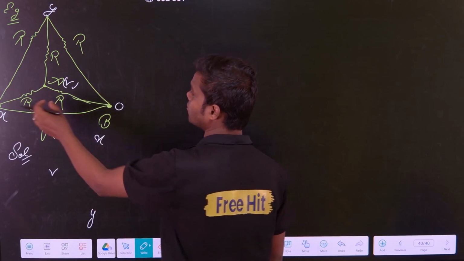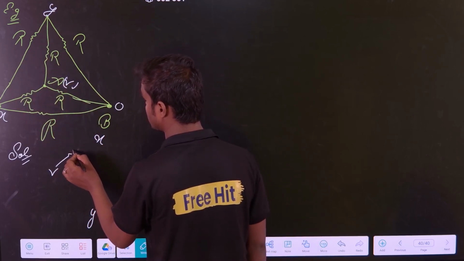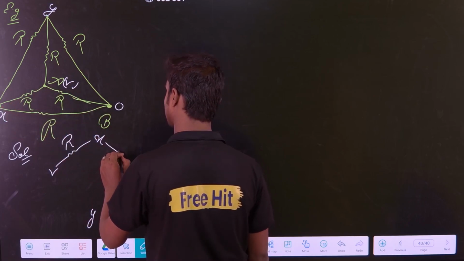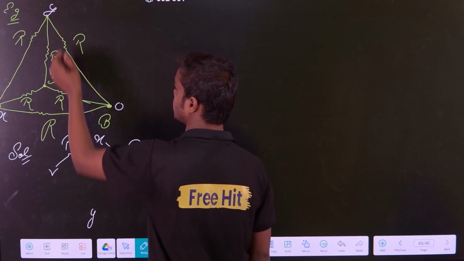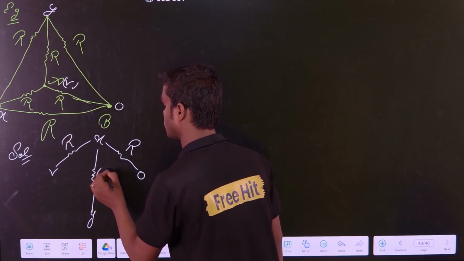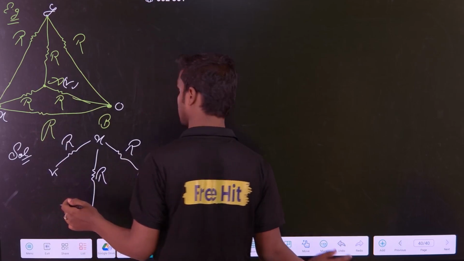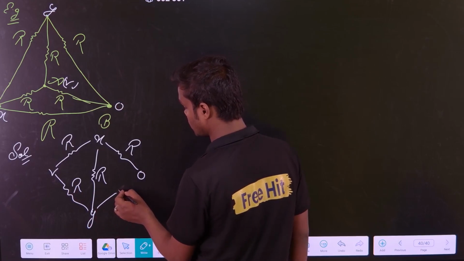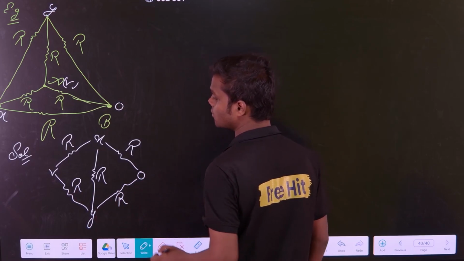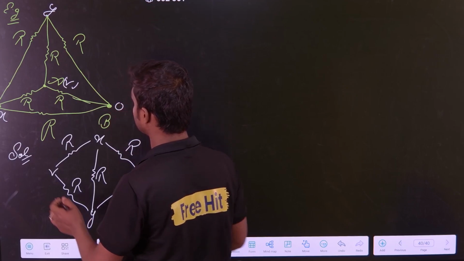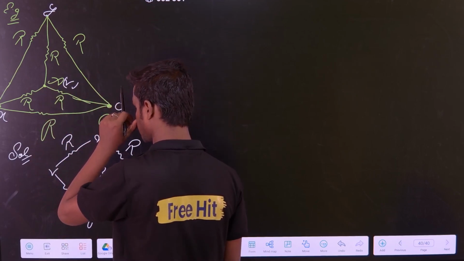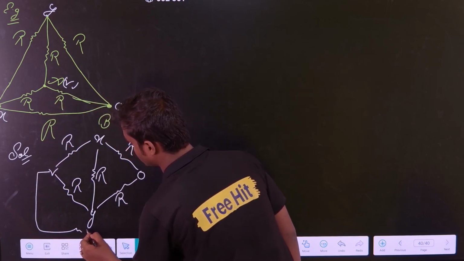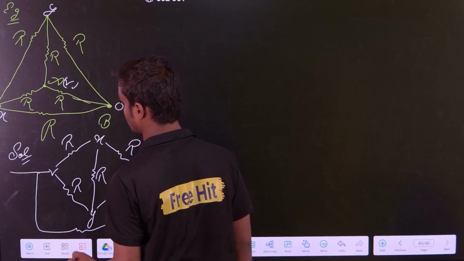Correct? Okay. First between V and X you have a resistance R. Then between X and 0, you have a resistance R. Then between X and Y you have a resistance R. Between V and Y, you have another resistance R. Between Y and 0 you have another resistance R. And one more resistance is there, if you see properly. Between V and 0 we have one resistance R, from here. Correct? This is R.